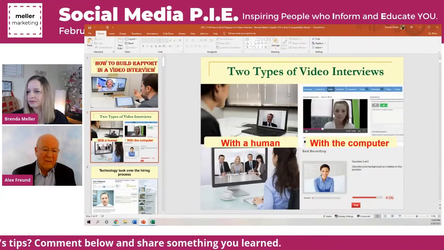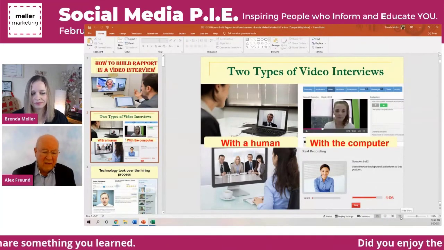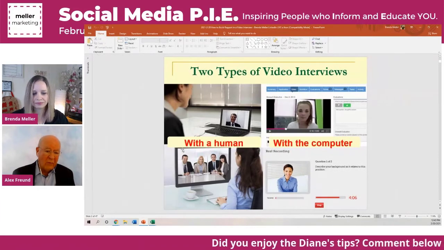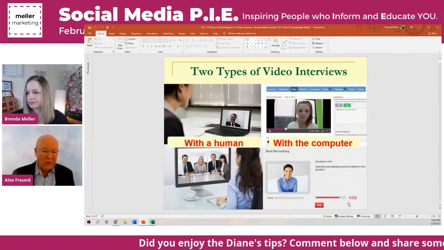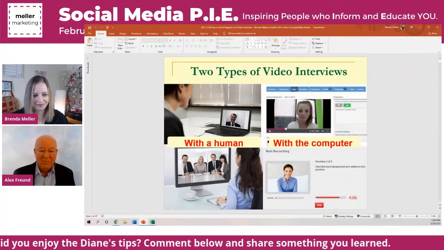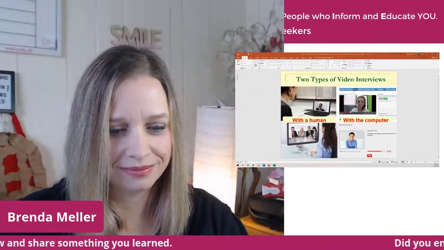Okay, so there are two types of video. On this left side, basically there is an interview with the human. It might be one person, it might be more than one person, but look what's happening on the right-hand side. You're going to be invited to make a video interview with a computer. There's no person. Go to the next slide.